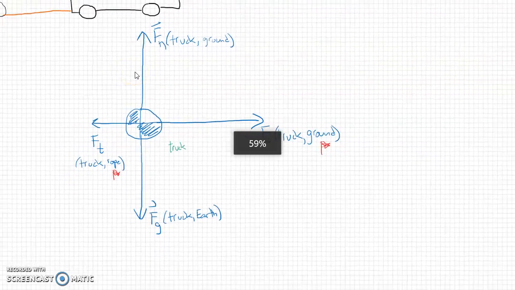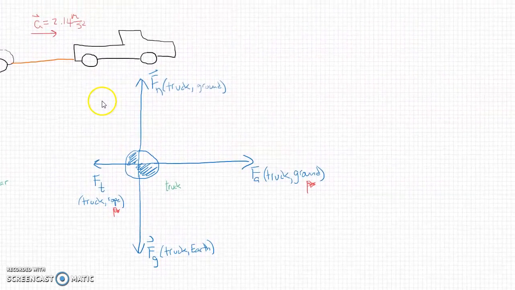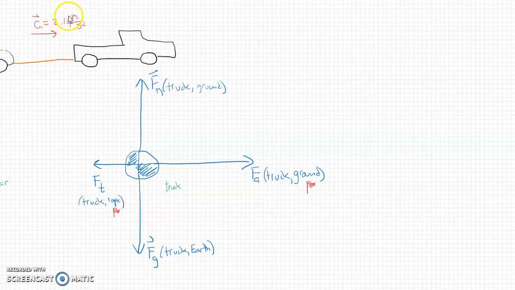Now, the reason these two are equal and opposite, like I said before, is because our acceleration is to the right. That means our upwards and downwards forces have to cancel out, because our net force is not in an upwards or downwards direction. It's actually in a rightwards direction.